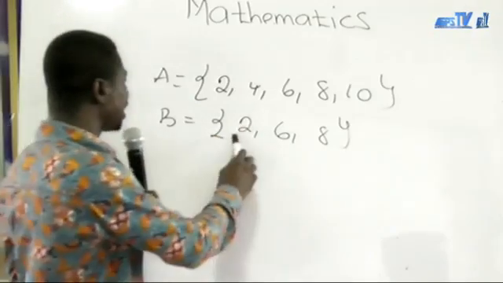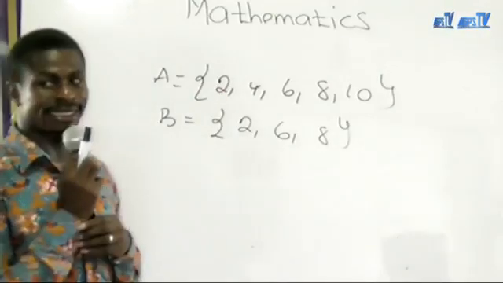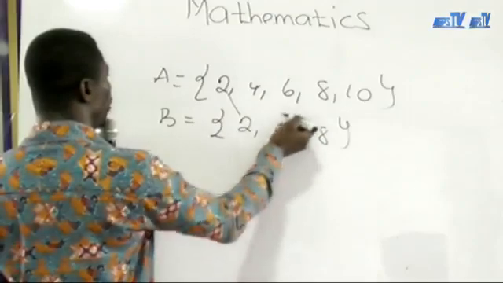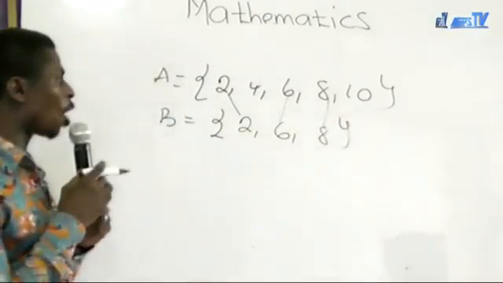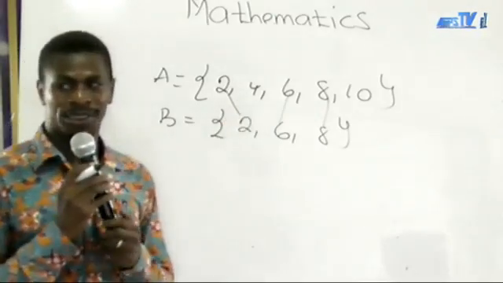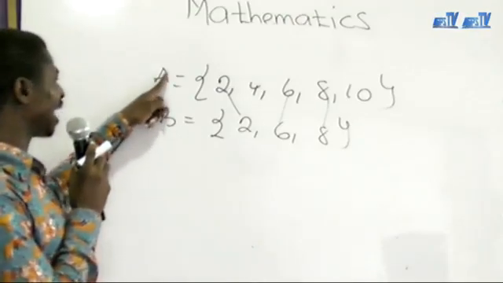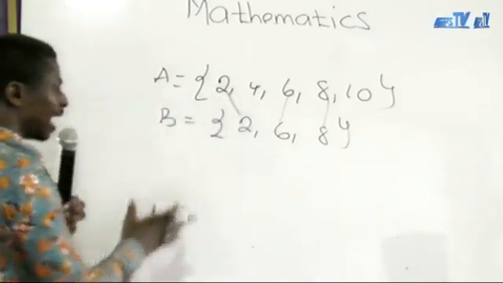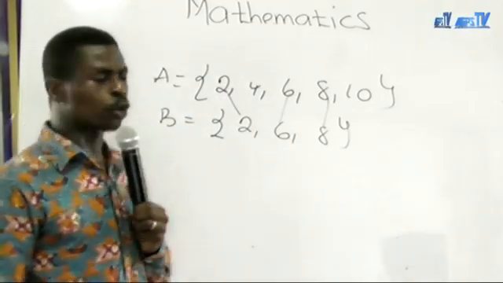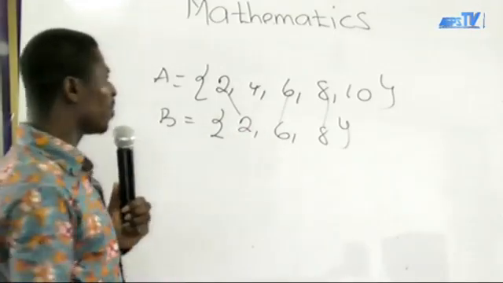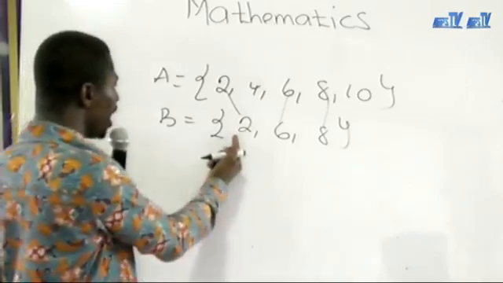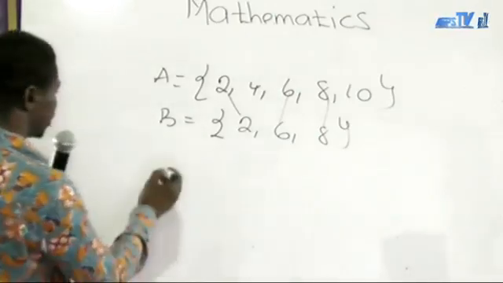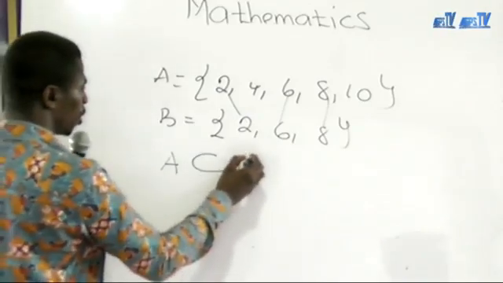Now consider set B. You realize that all the members in set B can be found in set A. All the individual members, when you match set B against set A, you see that all the members in set B can be found in set A. But not all members in set A can be found in set B. Therefore, we say that B is a smaller set and A is a bigger set to set B. So when all the members in set B can be found in set A, then we say that B is a subset of set A. B is a subset of set A. So we write it as B is a subset of set.